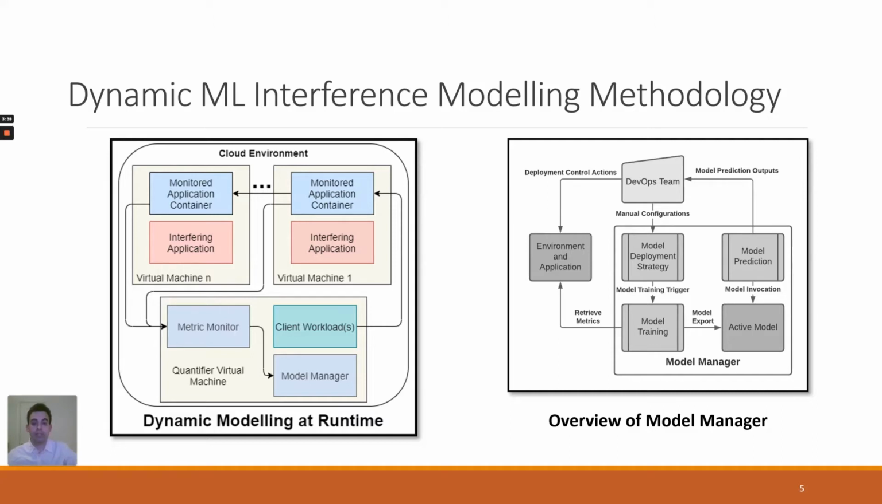runtime phase. The model manager employs a model deployment strategy as defined by the DevOps team that defines when a model should be trained. The strategy triggers the model training process when required, and the newly trained model replaces the old. The model prediction process then invokes a new model to obtain at runtime performance predictions. Our dynamic ML technique utilizes a sliding window model deployment strategy in conjunction with the H2O AutoML framework.